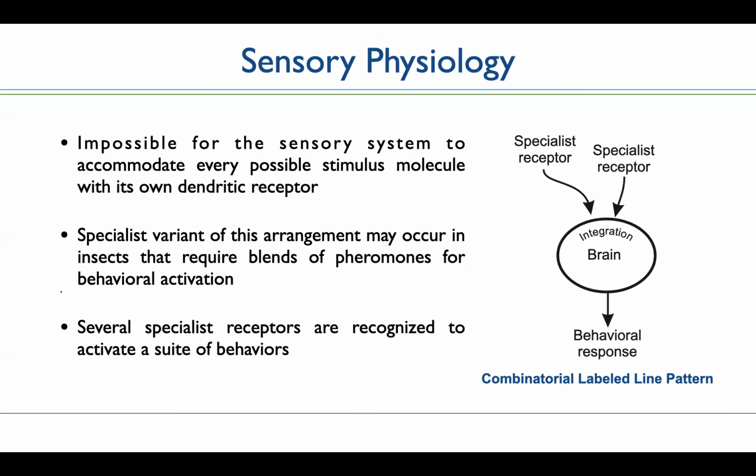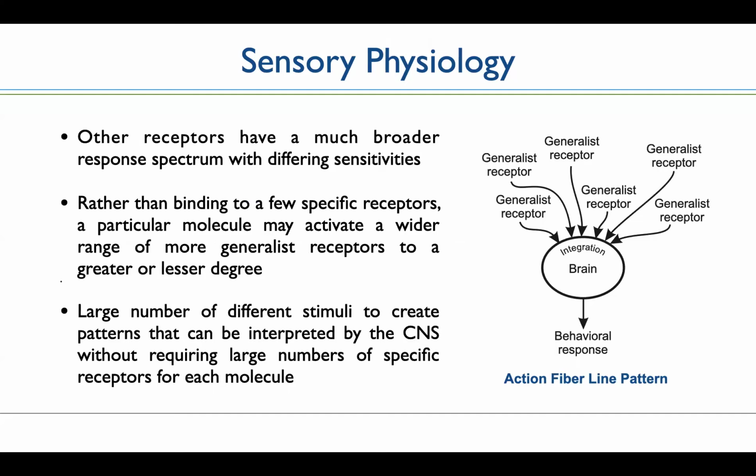So just real quick here, it's difficult for the insect to process or accommodate every possible stimulus. And so it has to work together with this combination line pattern or other receptors. And so you'll have specialist variants, and they require blends or pheromones again for behavioral activation. So as I mentioned before, a lot of your chemical ecologists, chemical biologists will tell you that it's all about that blend and not really the individual compounds. Okay, everything occurs in blends.